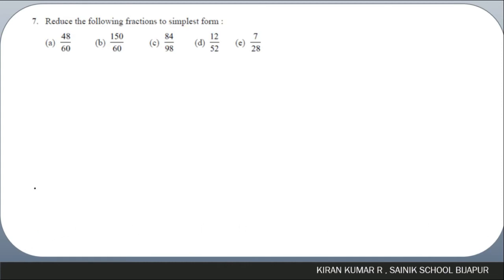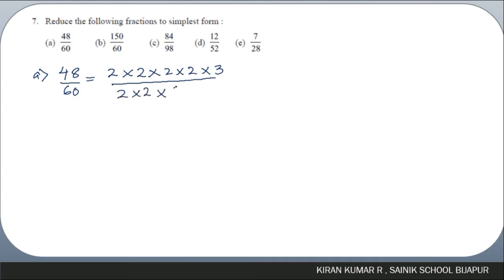Question number 7. Reduce the following fractions to simplest form. In the first one, we have 48 upon 60. We all have learned a number can be expressed as a product of primes. I'll follow that so that you can cancel the numbers easily and it becomes easy to simplify. 48 is nothing but 2 multiplied 4 times, then multiplied by 3, because 16 times 3 is 48. 60 is nothing but 2 multiplied 2 times, 3 multiplied 1 time, and 5 multiplied 1 time. Look at which numbers are getting cancelled here. One of the 2 cancels, one more 2 cancelled, 3 getting cancelled. We will be getting 4 by 5.